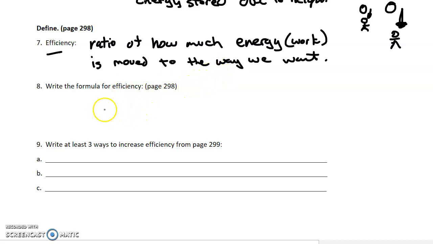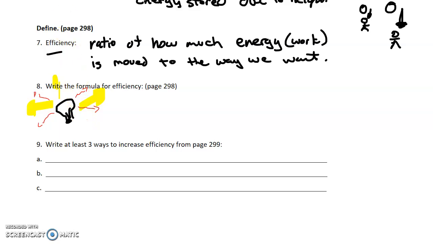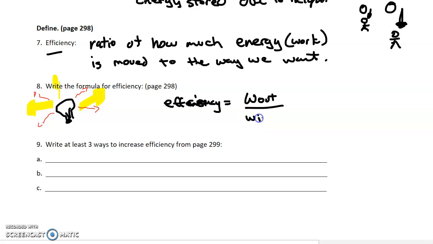that we want. So, for example, a light bulb. Its main objective is to give off light. Thing is, it doesn't just give off light, it also gives off radiation and heat. And so efficiency is simply the amount of work output divided by the amount of work input times 100. It's a ratio.